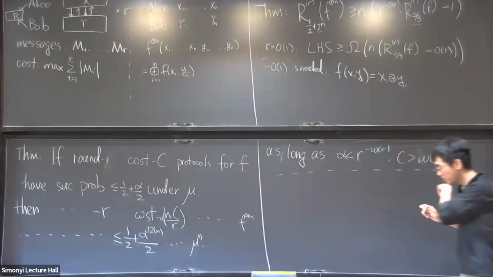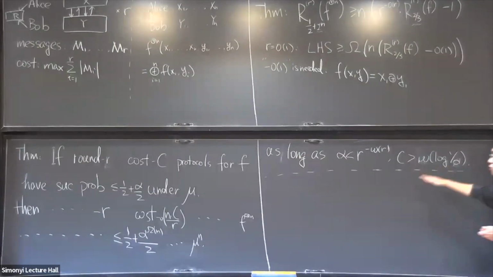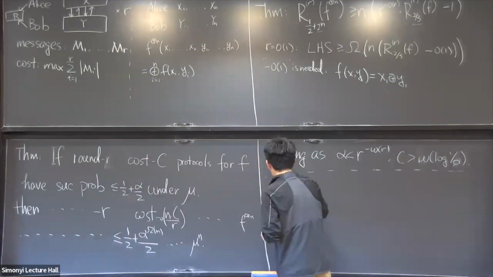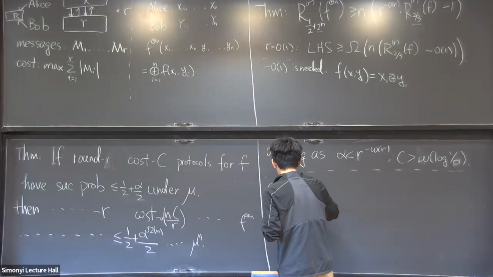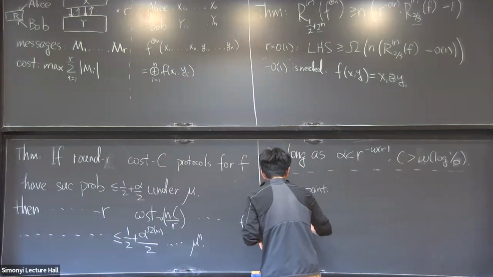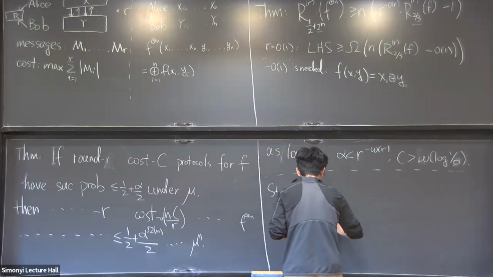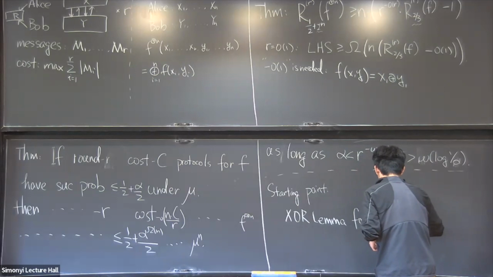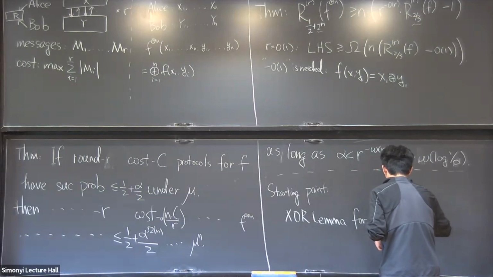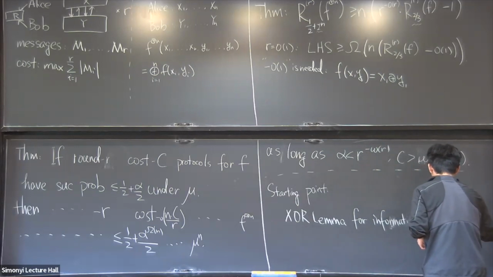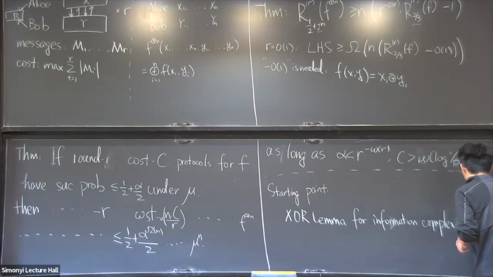So it turns out that the starting point of the proof, where we will focus on this distributional version, is an XOR lemma for information complexity. This is by Barak, Braverman, Chen, Rao from 2010.